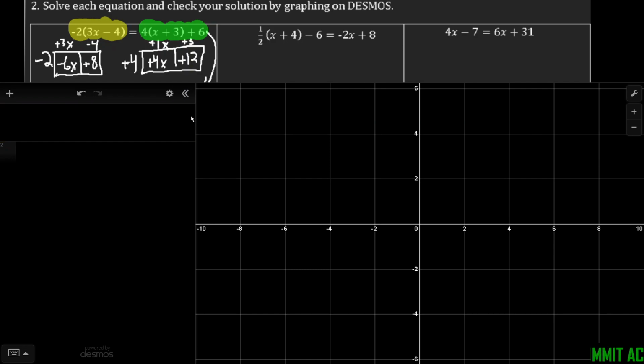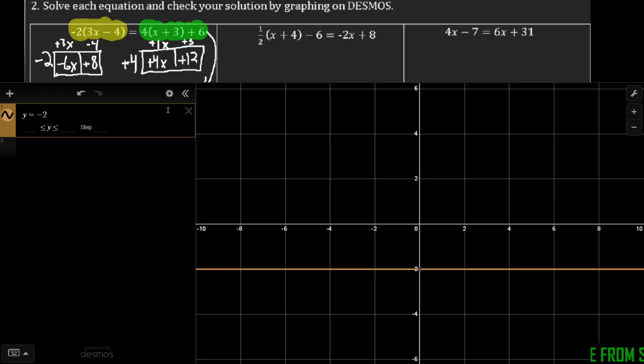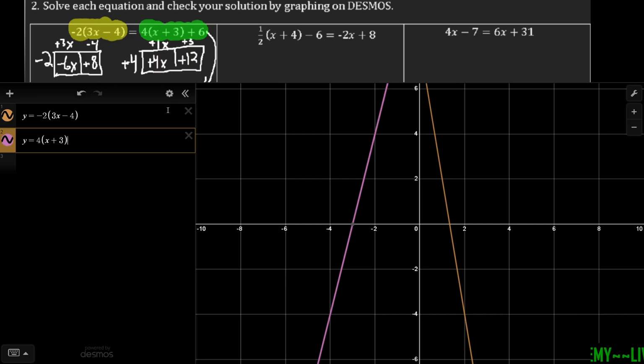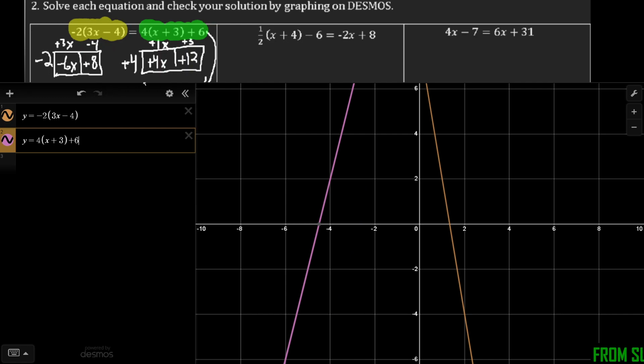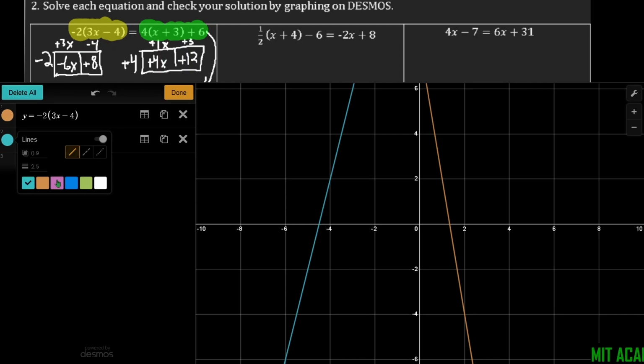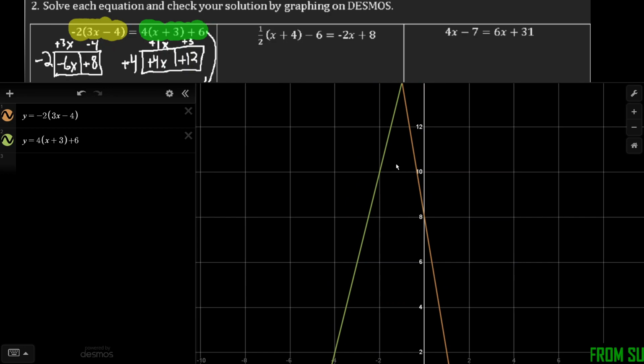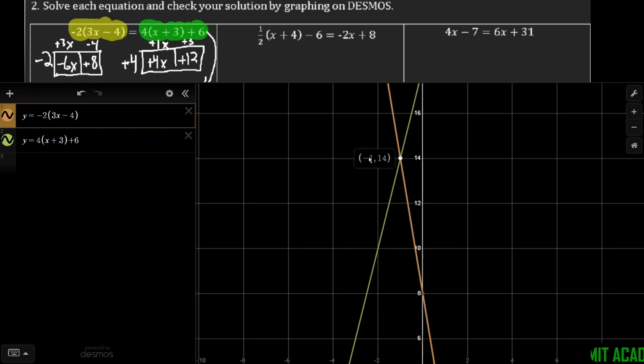Okay, so let's clear this out. For my first equation, I have y equals negative 2 parentheses 3x minus 4. So there's one line, and my second line, or my right side, is going to be y equals 4 times the quantity x plus 3, plus 6. Let me change this to green. Now I have to find where they intersect, so I scroll on my wonderful calculator, find that x value, and that x value is negative 1, which is good, so I know that this is going to be right. So just make sure that you use that carefully.